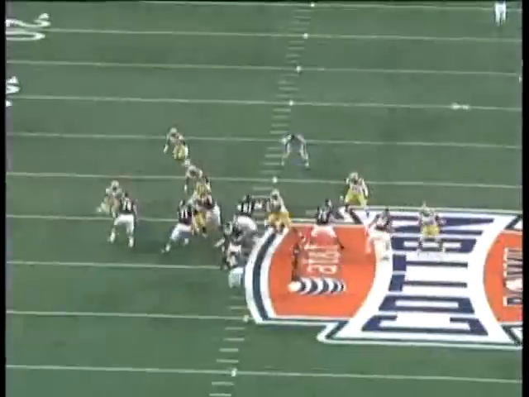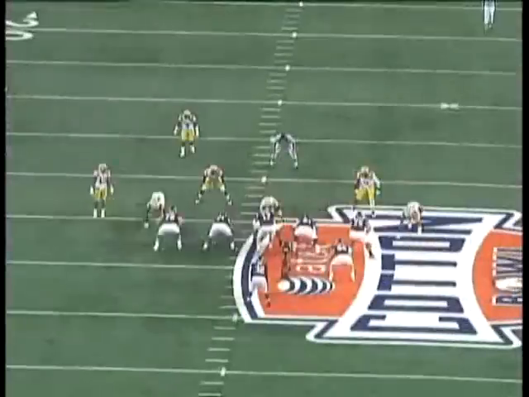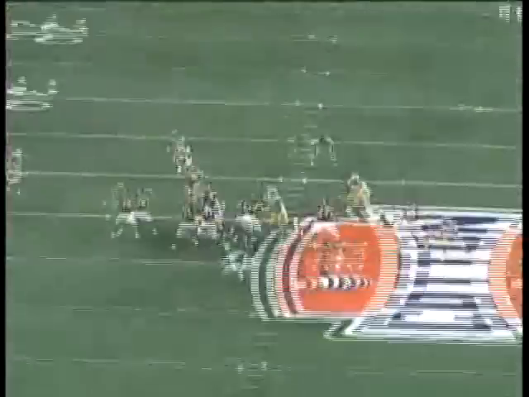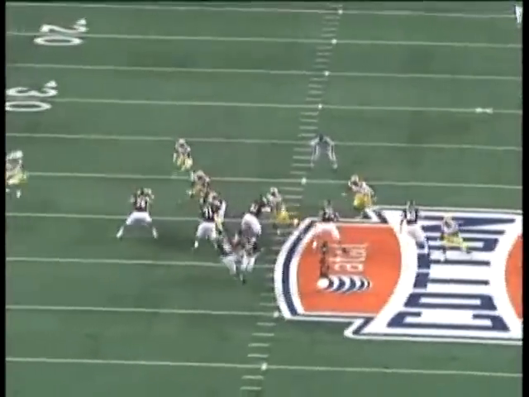Our center does a heck of a job right here. Finds himself in space, but he continues to be aggressive and run. He's being aggressive. I mean, he finds himself in space. The left guard ends up on the 5 technique.